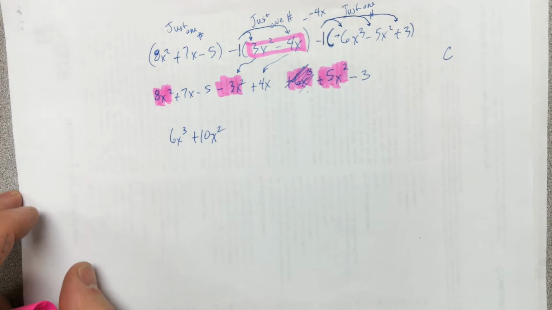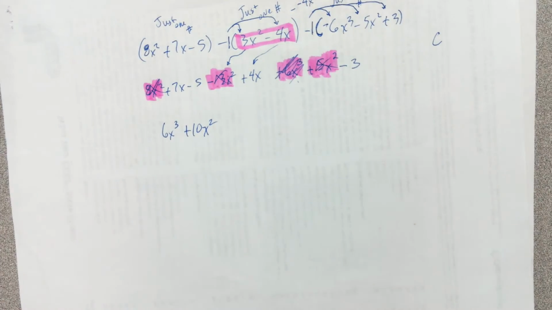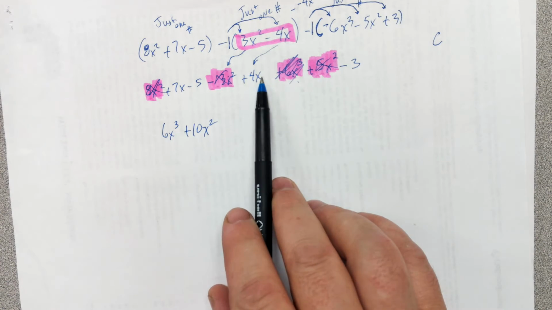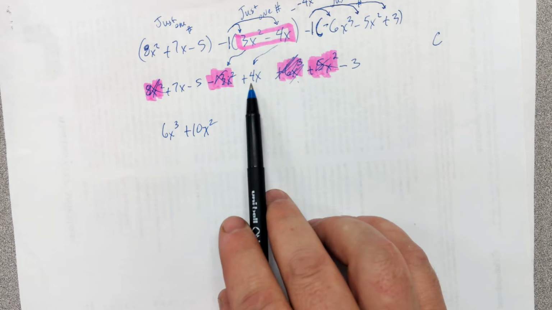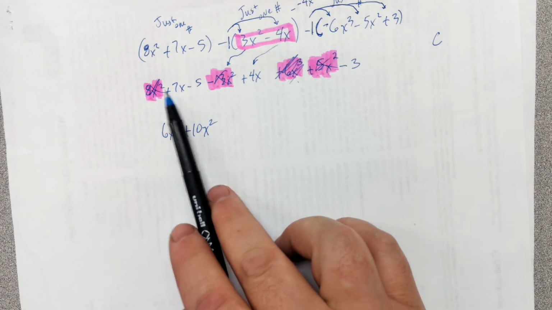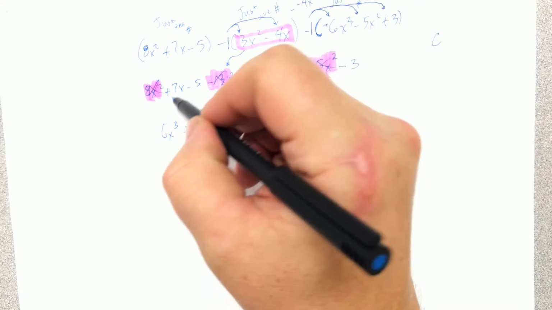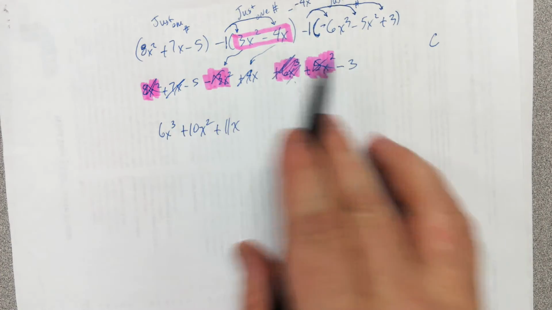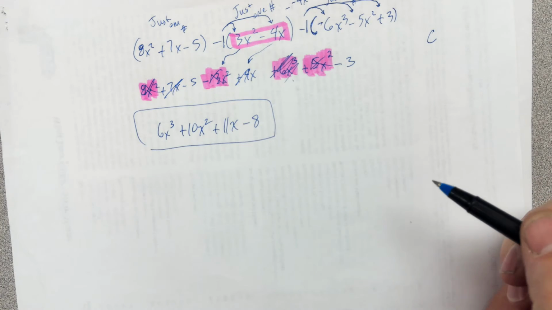Doing good? Okay, so I'm going to scratch those out. Almost done. We have a plus 7 and a plus 4. Don't worry about this minus. This minus goes with that 5. It has nothing to do with this, not unless there were parentheses. So that's 11x. And then minus 5 and minus 3 is negative 8. And now you are done.